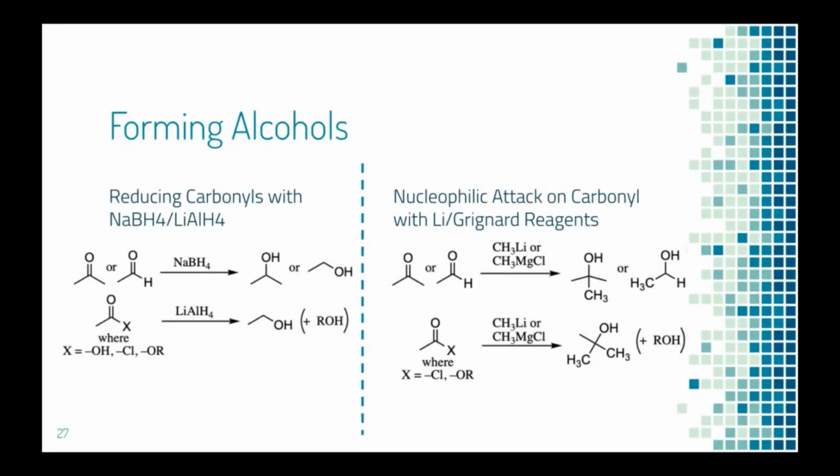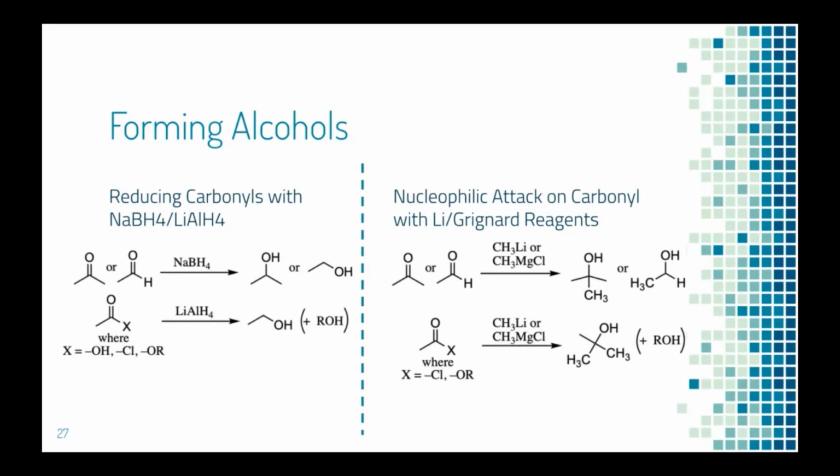Another way to form alcohols is being able to reduce carbonyls. That can be done with NaBH4 or lithium aluminum hydride. Over here, you can see that there are ketones or an aldehyde that you start out with, and then reacting it with NaBH4 can form a primary or a secondary alcohol.